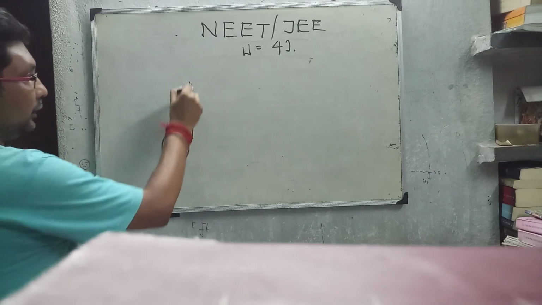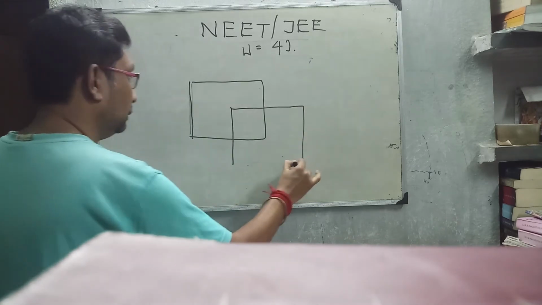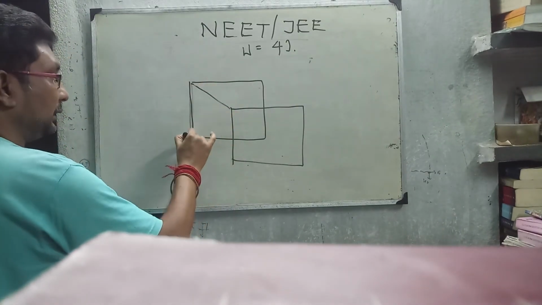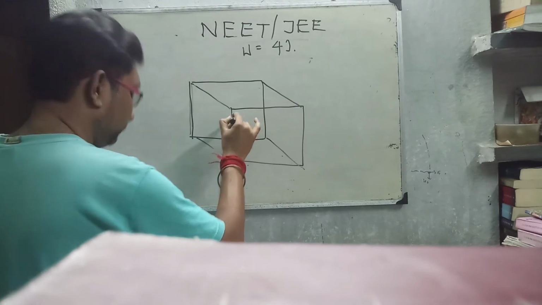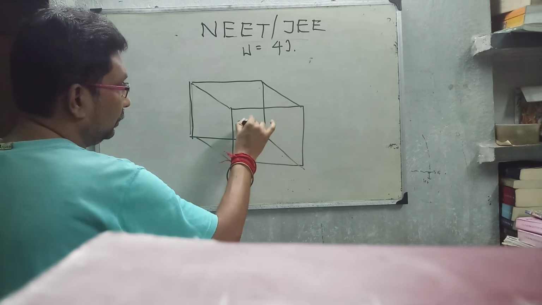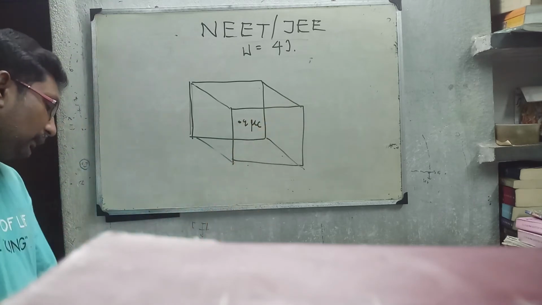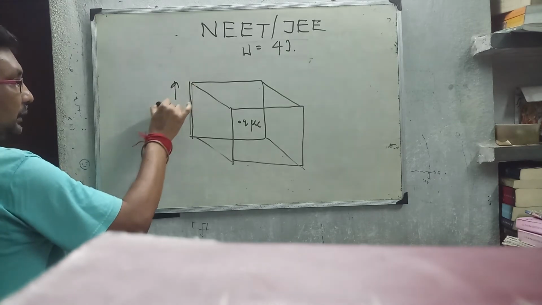This is the cube. This is the center of the cube, and here is the charge of Q microcoulomb placed here. This side is 0.1 meter.